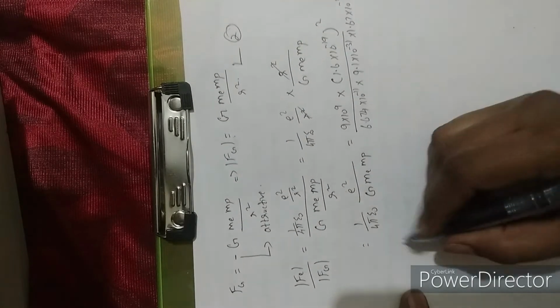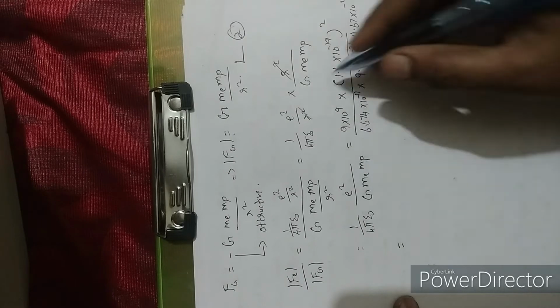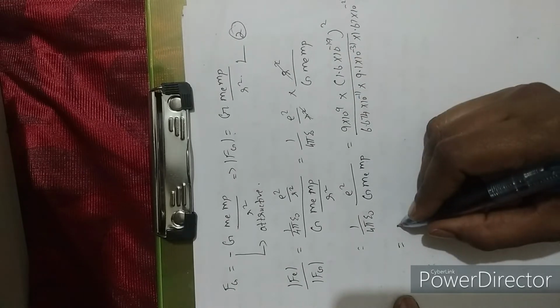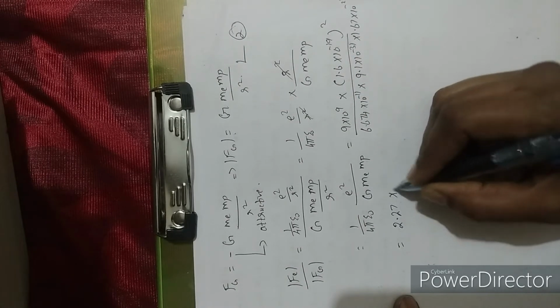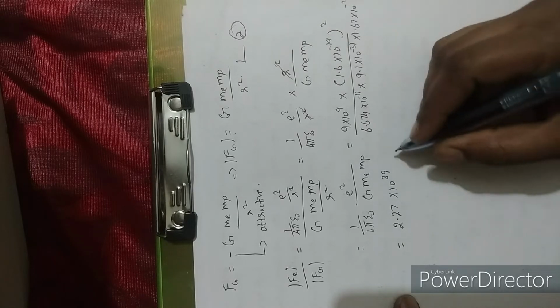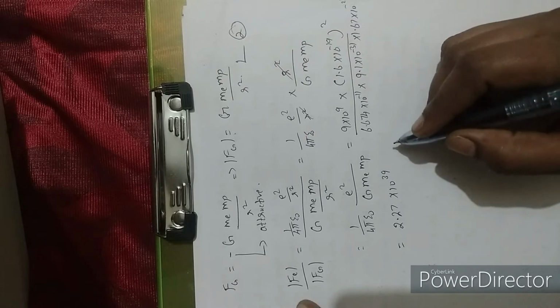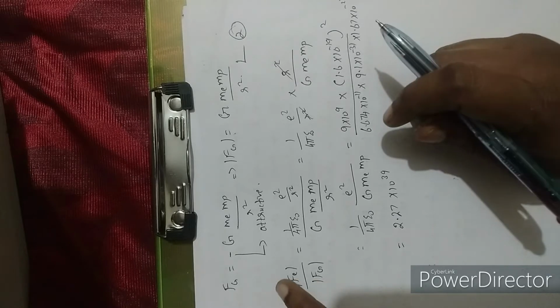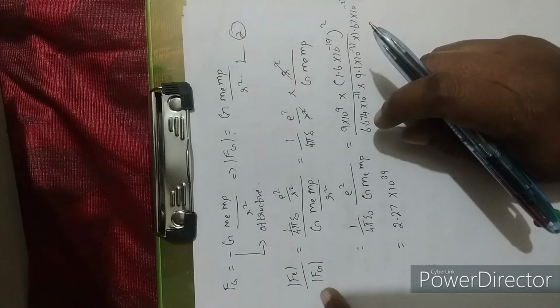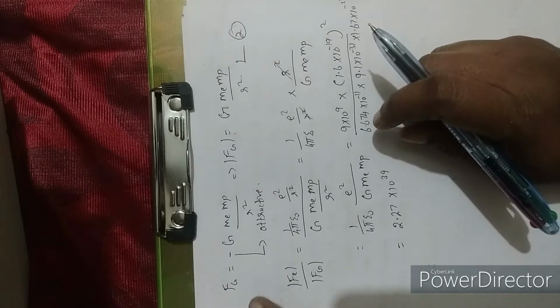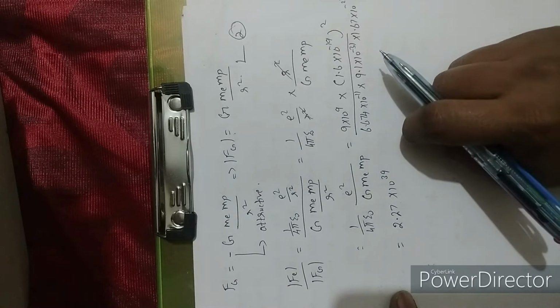Now if you calculate all these values, it will give you 2.27 into 10 to the power of 39, and there will not be any unit. Because Fe by Fg, Fe unit is Newton, Fg unit is also Newton. So Newton cancels off, and this is unitless.